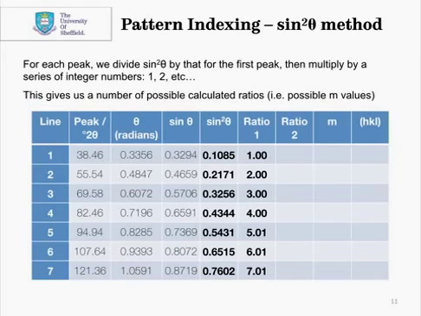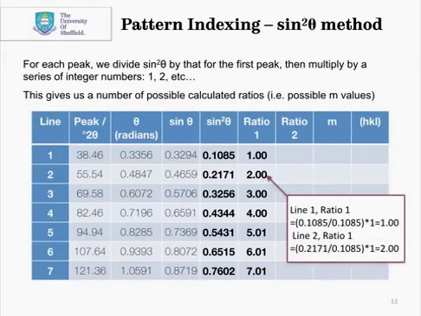That means that in the first peak, we're going to take the ratio 0.1085 divided by 0.1085, and we'll multiply that by an integer number, a whole number. So we'll start in ratio 1 by multiplying all the values by 1. So 0.1085 divided by 0.1085 multiplied by 1 gives us 1. 0.2171 for the second peak divided by 0.1085 multiplied by 1 gives us 2, and so on. And so we can fill in the whole column.